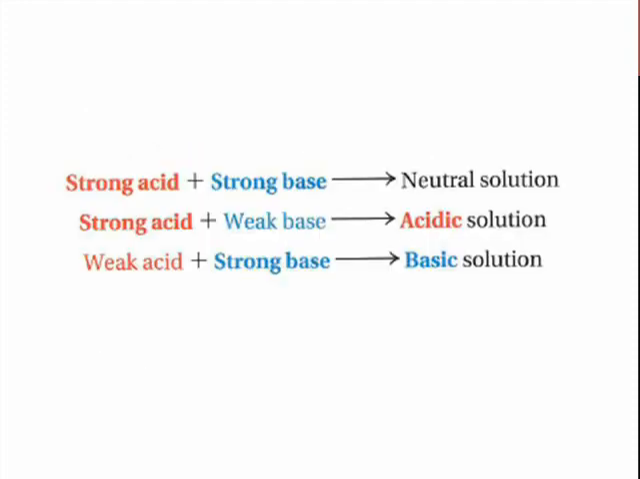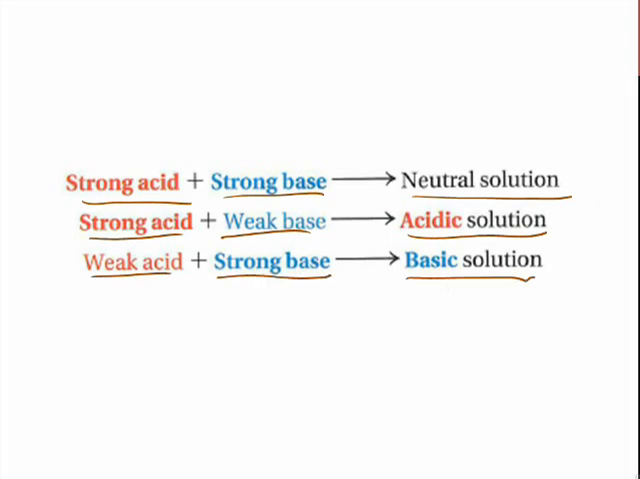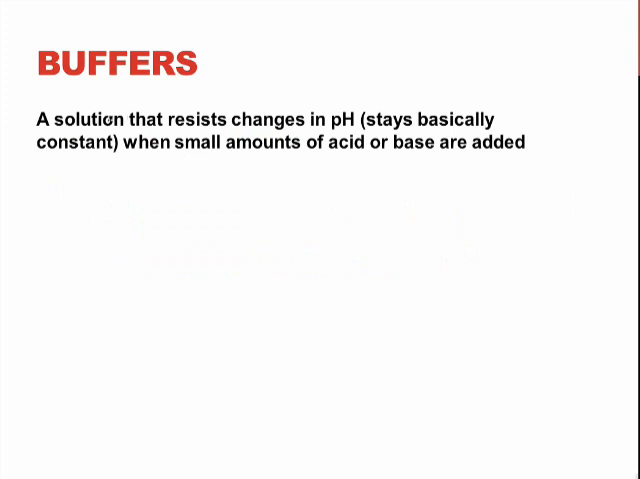So it makes sense that a strong acid and a strong base would be neutral. Strong acid, weak base would be acidic. And a weak acid and a strong base would be basic. Just basically common sense. Let's look at buffers. Buffers are extremely important to life. They're not just something you do in the chemistry lab.